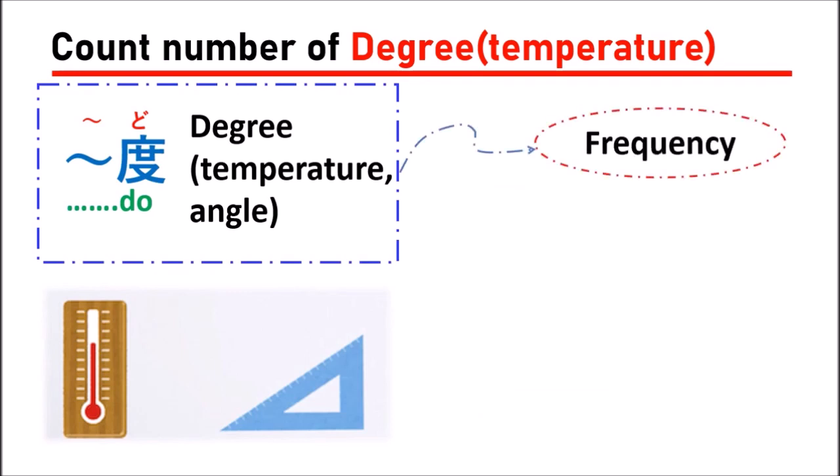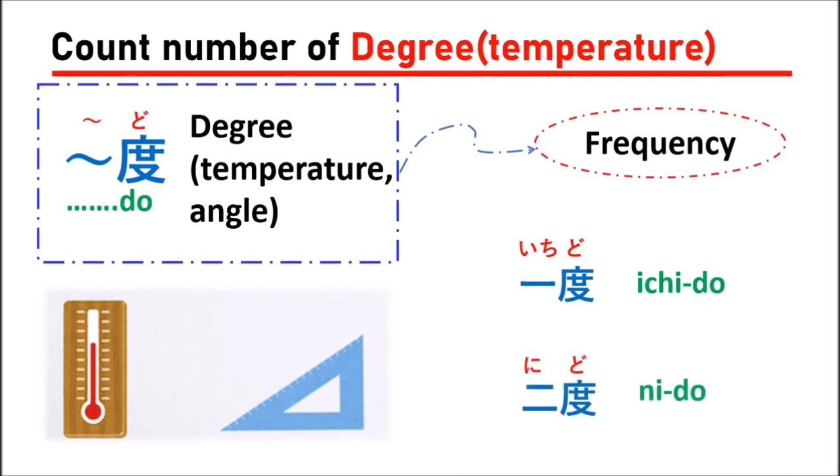And sometimes they also use "do" as frequency. Sometimes they use it in Japanese. Ichido, ichido, which means 1 degree. Nido, nido, 2 degrees.